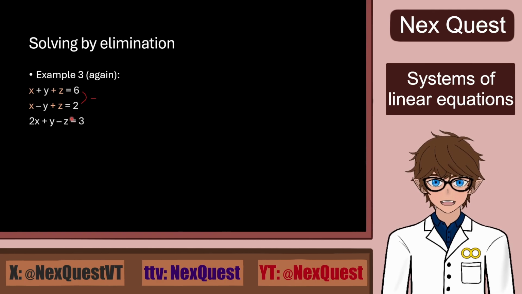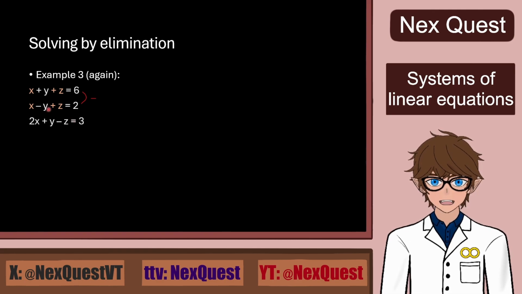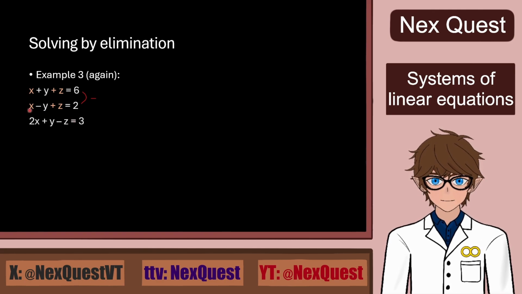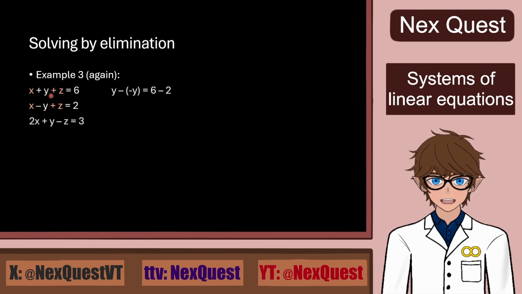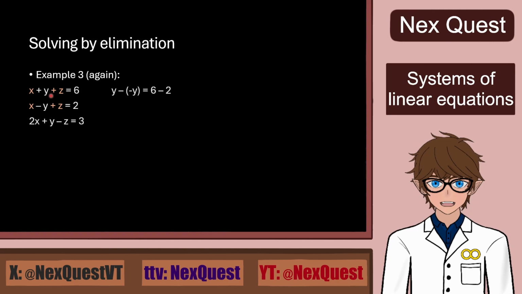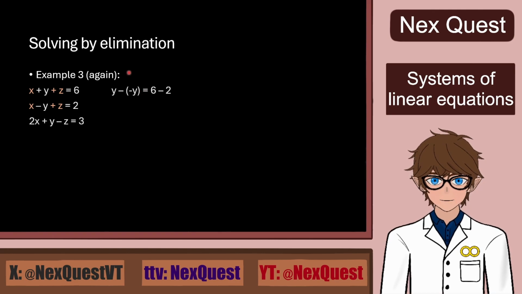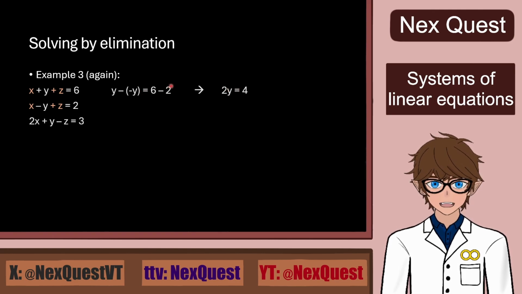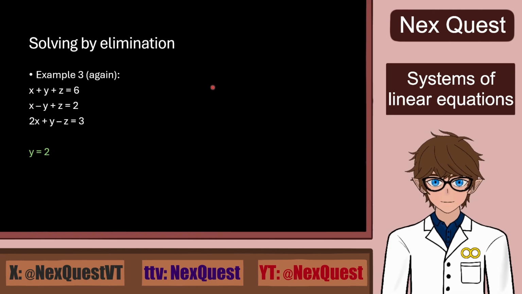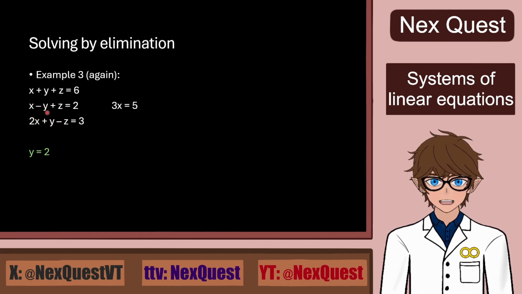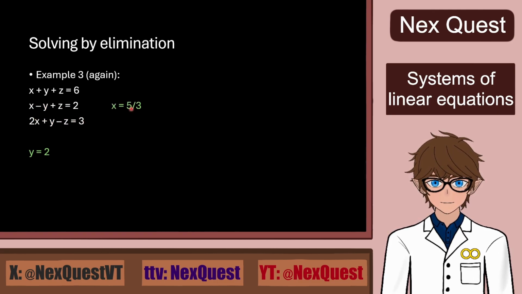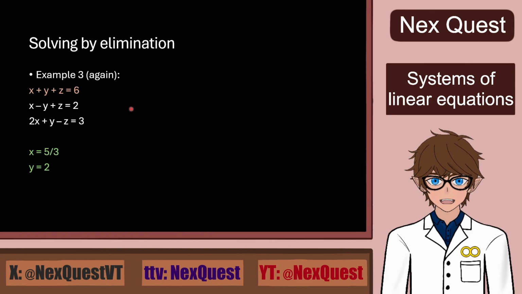So I will subtract the first two equations. As you can see, we can take x and z, they cancel each other out, and we're left with y minus minus y equals 6 minus 2. Minus minus equals to plus, so we have 2y is 4, y is 2. Simple. Now we add the second two equations because y's cancel out and z's cancel out. We add them together, we get 3x is 5, so x is 5/3, and we put it next to the results.